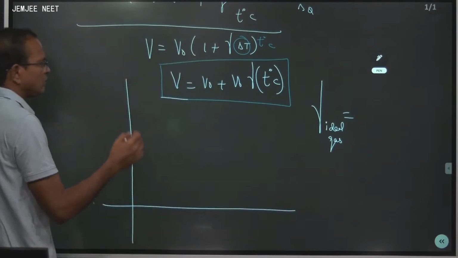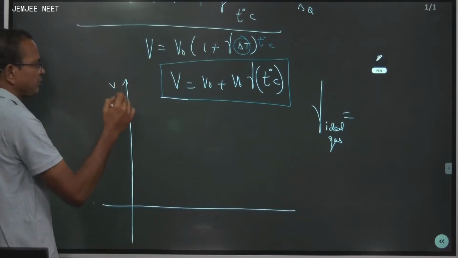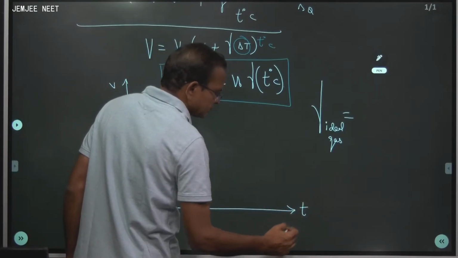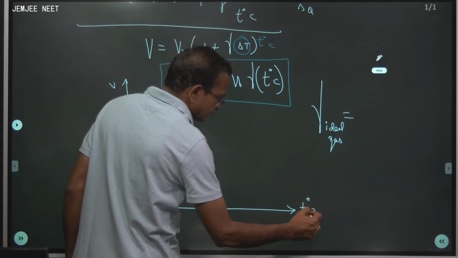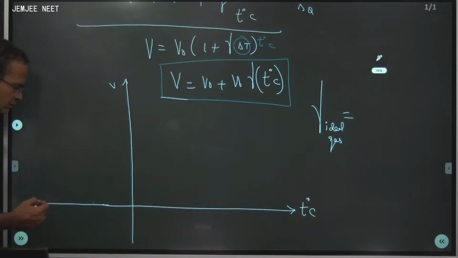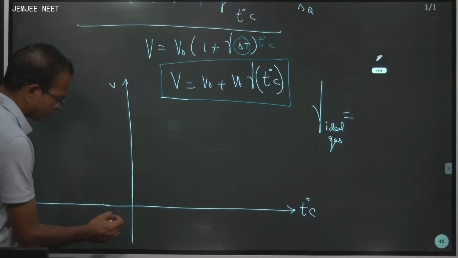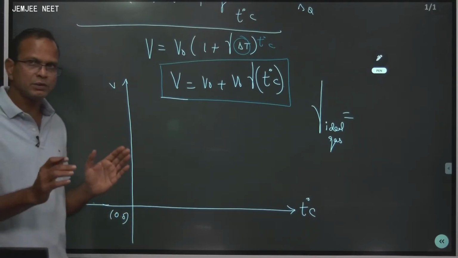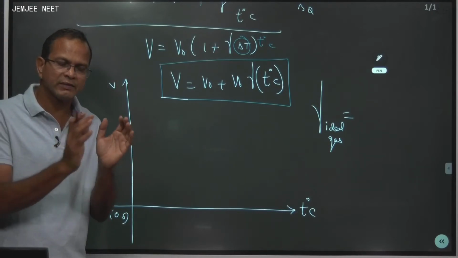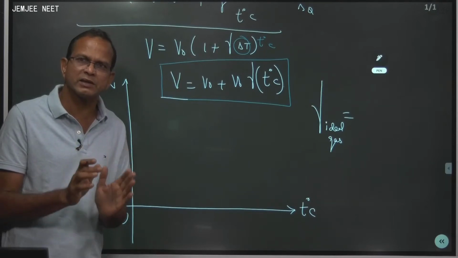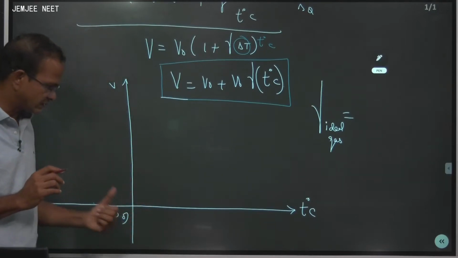Right. Now I want to take volume here. I want to take here temperature in degree Celsius. Now at 0 degree Celsius, this is 0, 0 suppose. At 0 degree Celsius, do I have volume of the gas in the given container? Whether the gas possesses some volume in its container at 0 degree Celsius?